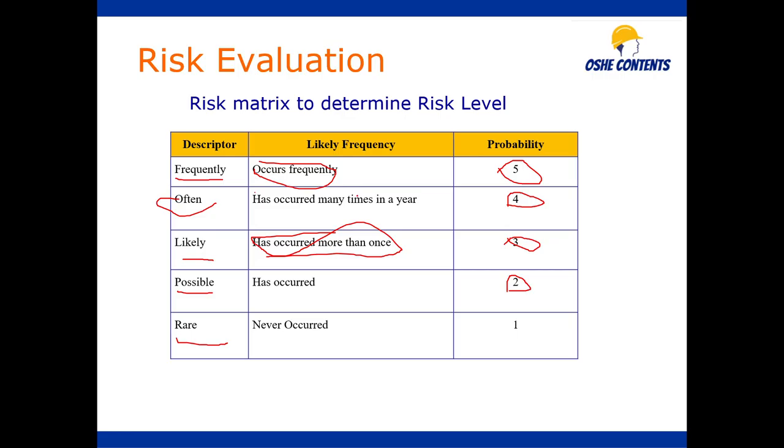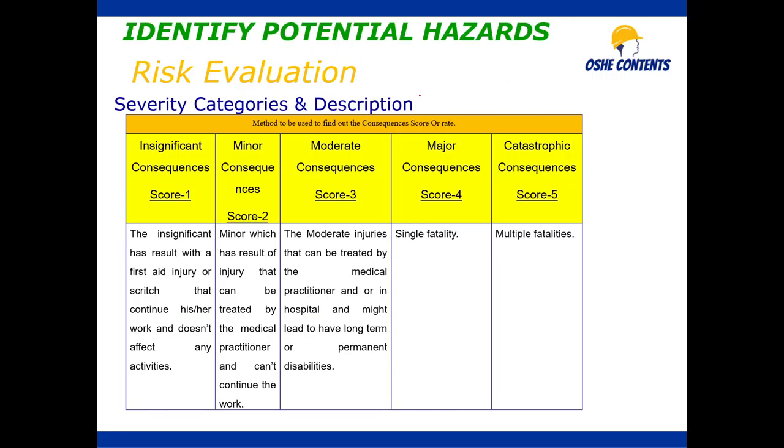So with that you can identify the level of risk, especially the likelihood. The likelihood you can evaluate by this matrix. So here the severity. How can we identify the severity? These are 5x5, as per OSHAD Abu Dhabi, UAE.